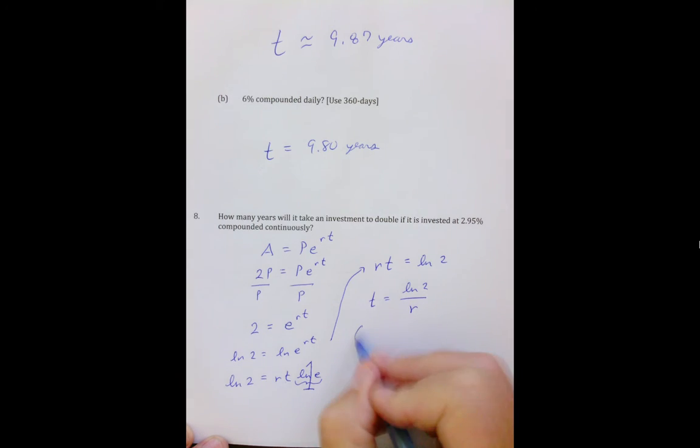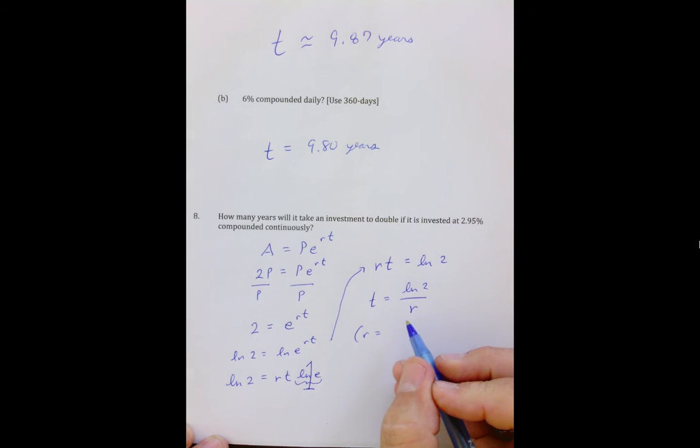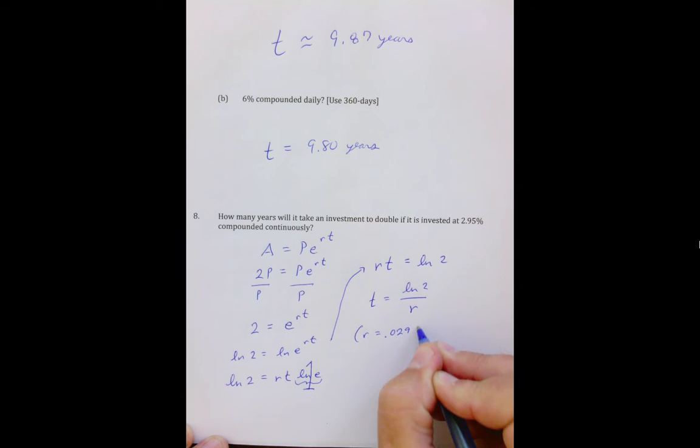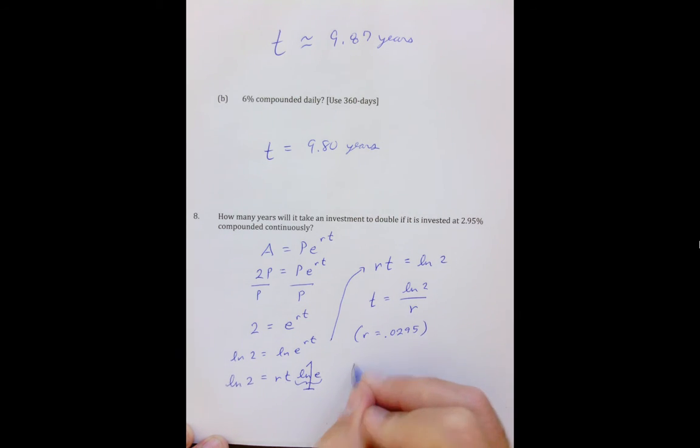Well, in this situation, we want to know how long it takes to double when the rate is 2.95%. So we can quickly see that it's going to be the natural log of 2 over 0.0295. Put that in my calculator real quickly.